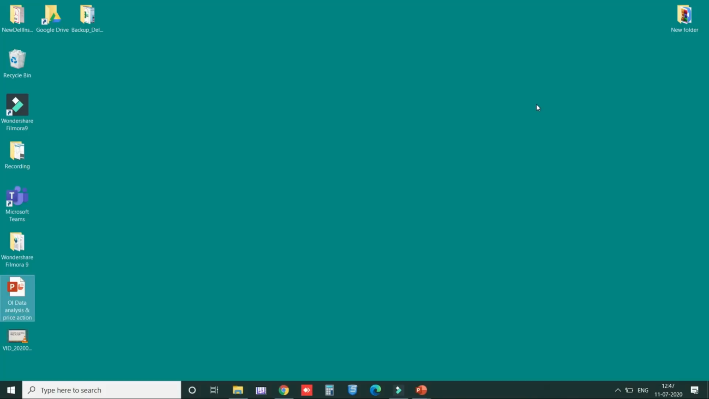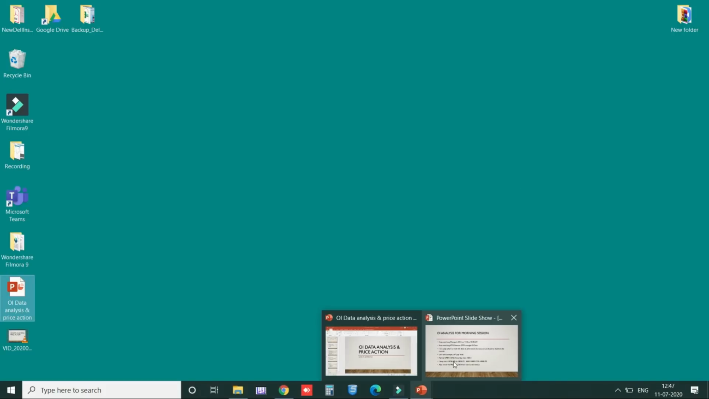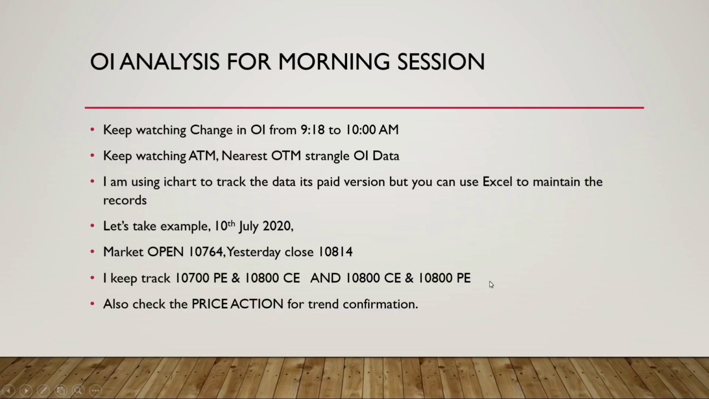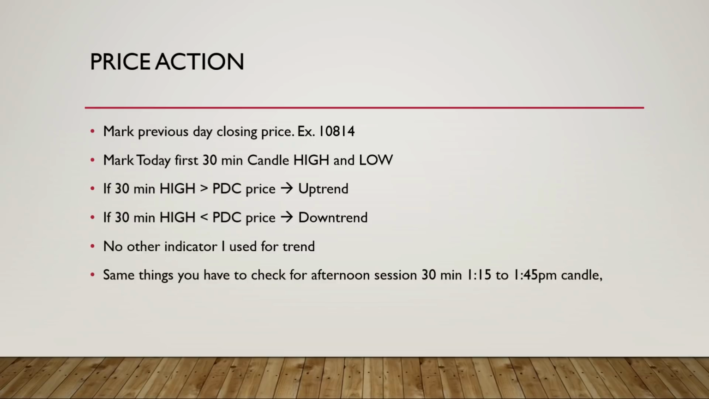With that OI data we also have to check the price action. Price action is very simple. We have to mark only two things. One is the previous day closing price. So if we are talking about 10 July, we mark the 9 July closing price, and on the morning of 10 July we wait for the completion of the 30-minute candle, which means we wait up to 9:45.